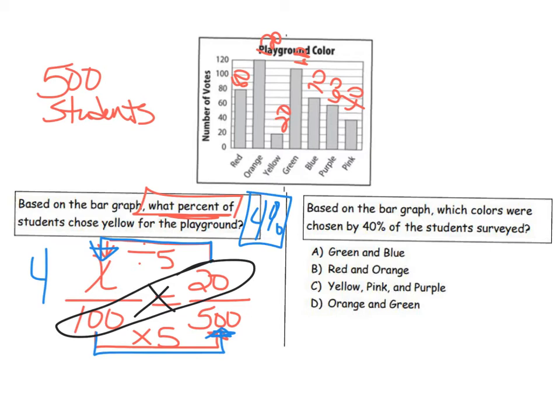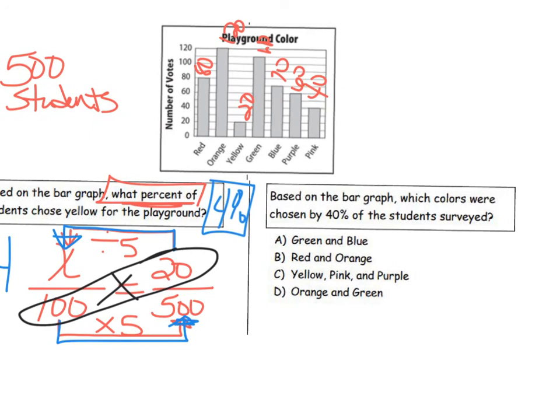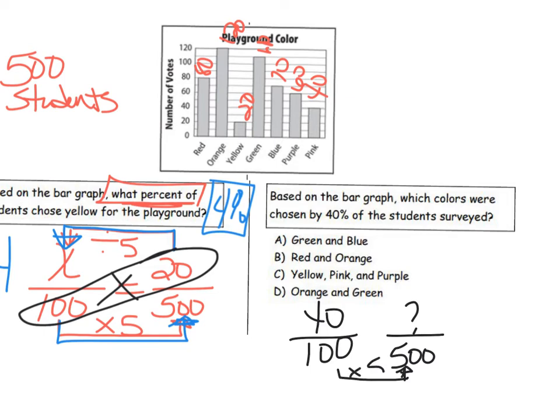the student survey? So now we're going back and seeing how many students out of 500 chose those colors. So what we're going to do, we're going to set it up again. So we're going to go ahead and put 40 now over 100. Because remember, when they give you a percent, you put that over 100. Now we know that the total is 500. So we're looking for how many students chose 40%. So now, again, 100 times 500, it's times 5. So 40 times 5 is what?